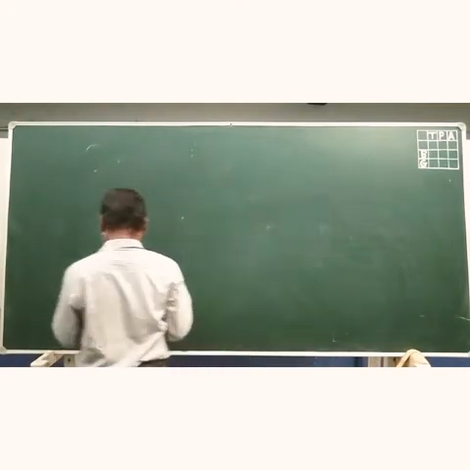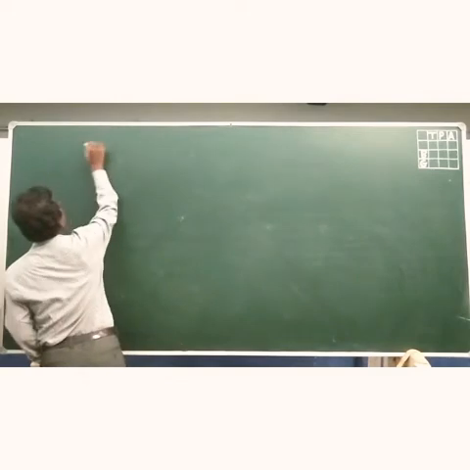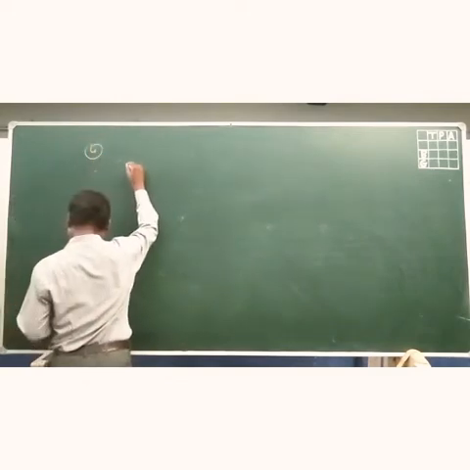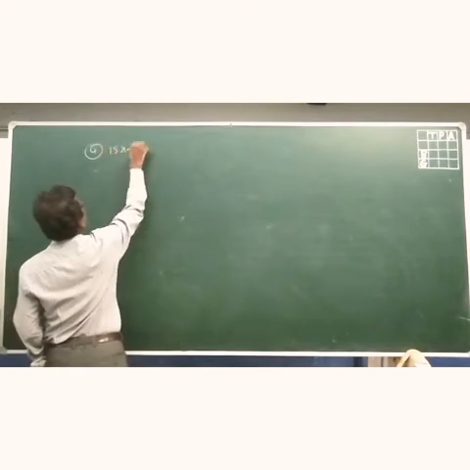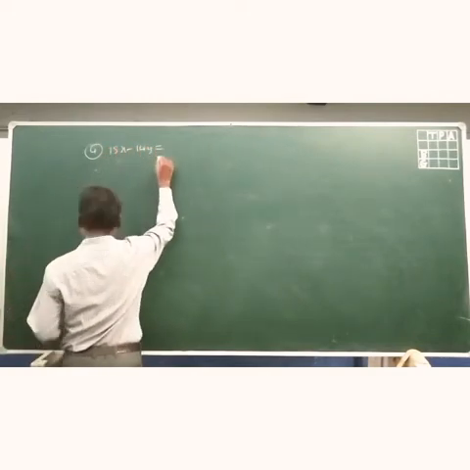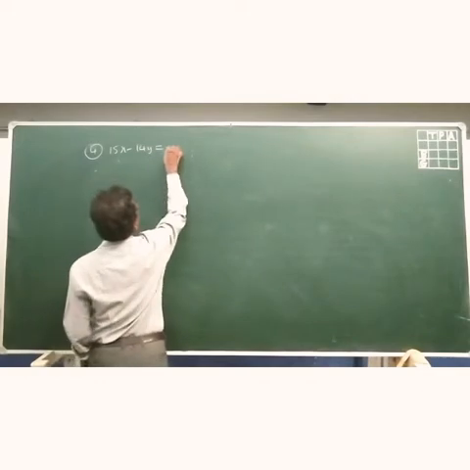Now we will go to the fourth problem. You see, that is 15x minus 14y is equal to 117.